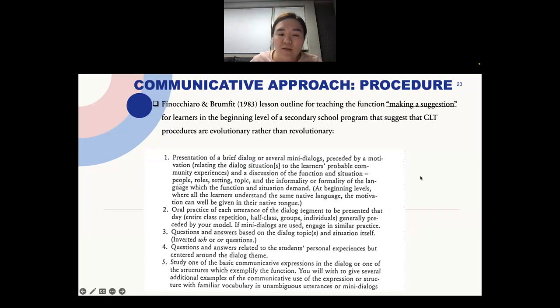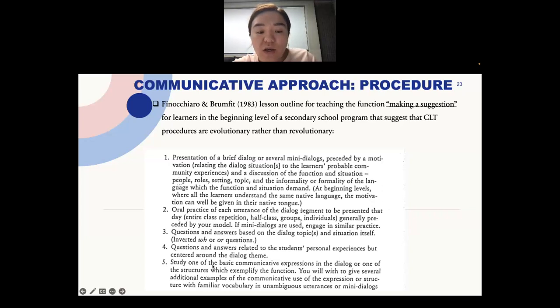Then oral practice of each utterance of the dialogue segment to be presented that day: entire class repetition, half class, groups, individuals, generally preceded by your model. If many dialogues are used, engage in similar practice. Then you can use questions and answers based on the dialogue topics and situation itself, inverted WH or questions. Then questions and answers related to the students' personal experiences but centered around the dialogue theme.